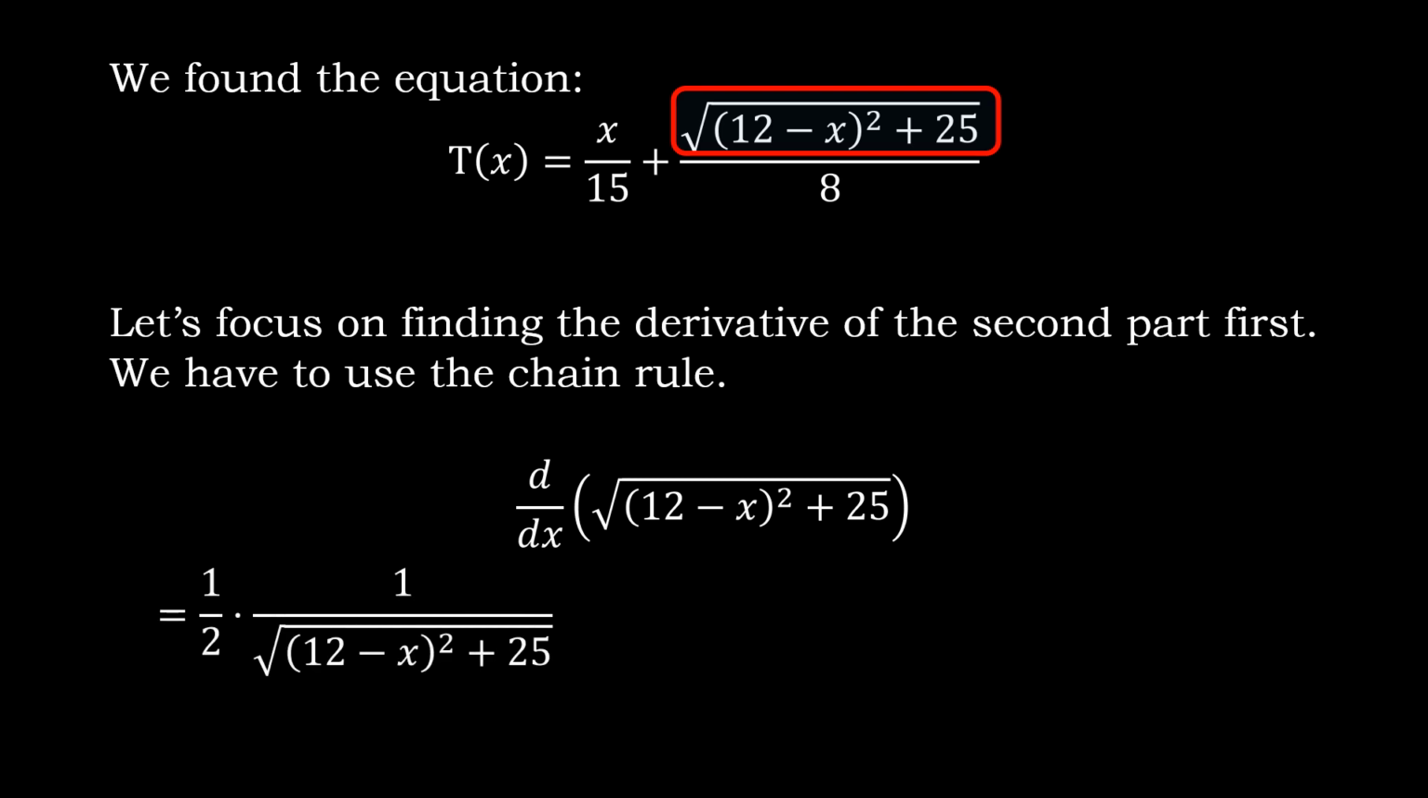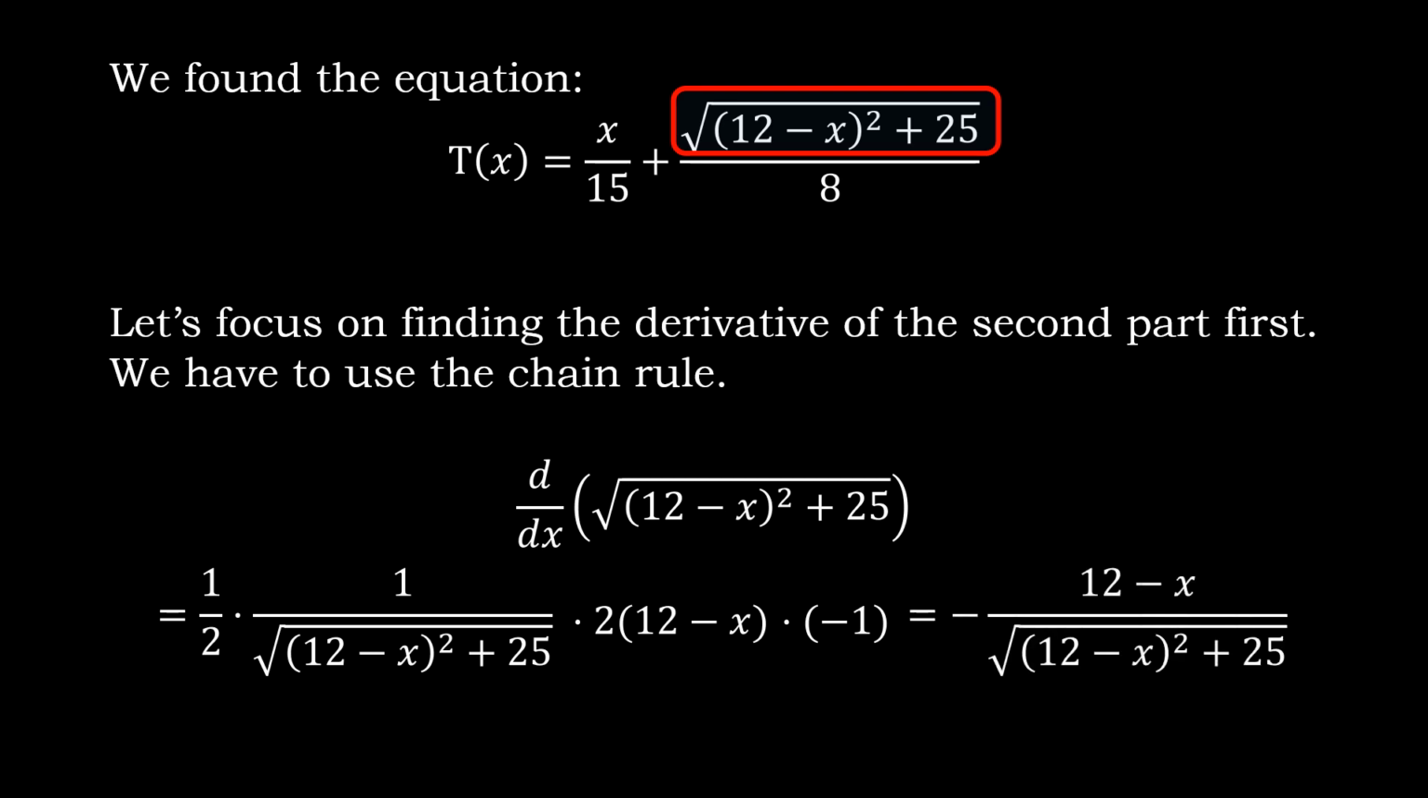So when we use the chain rule, we are going to get 1/2 times 1 over the square root of (12 minus x) squared plus 25. However, we have to multiply this by the derivative of what's inside, which is 2 times (12 minus x). And we also have to multiply by the derivative of 12 minus x, which is simply -1. When all of this is multiplied together, the 1/2 and the 2 cancel, and we get negative (12 minus x) over the square root of the quantity (12 minus x) squared plus 25.